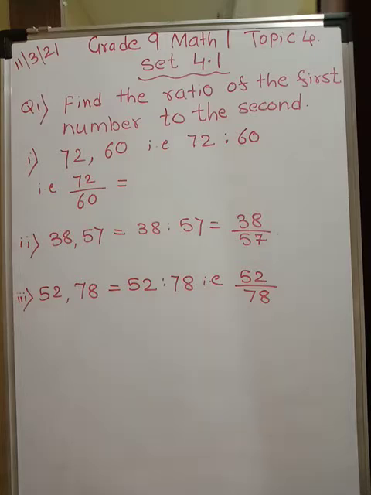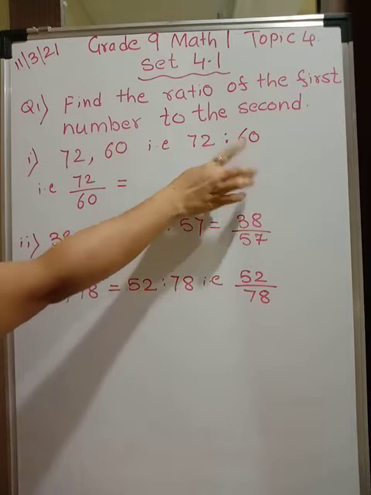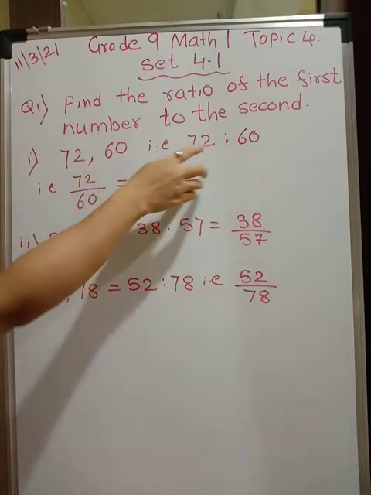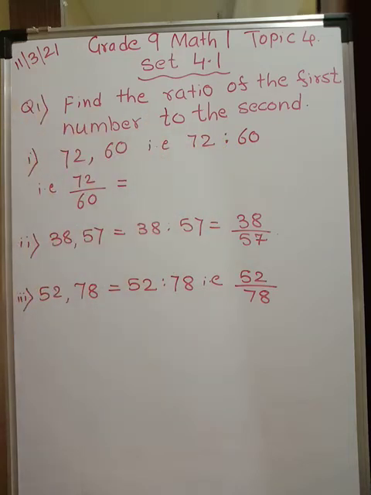For example, 72 upon 60, this is one ratio. It is also written as 72 is to 60. Alright. So this is in fraction form and this is in 'is to' form. Now with this background, first question, which is very easy, based on your previous knowledge.